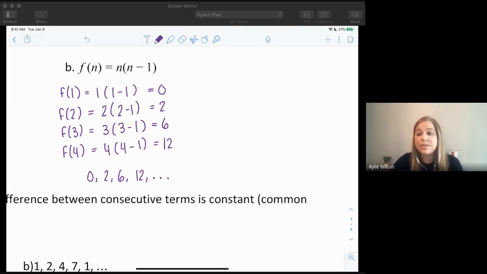So now let's look at a specific kind of sequence. Those first two were just examples of sequences in general, but now we're going to look at some specific sequences.